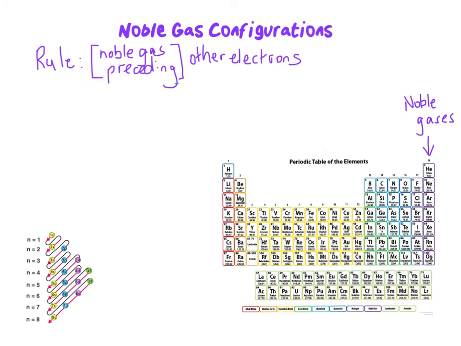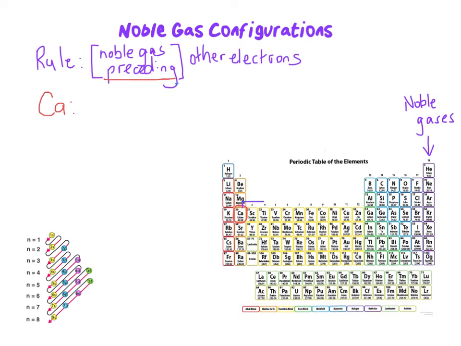I'm going to go through another example, and this time I'm going to use calcium, which is Ca, and Ca is located right here. So the first thing you have to do is find what is the noble gas that is preceding.